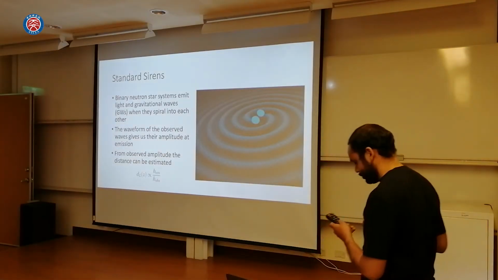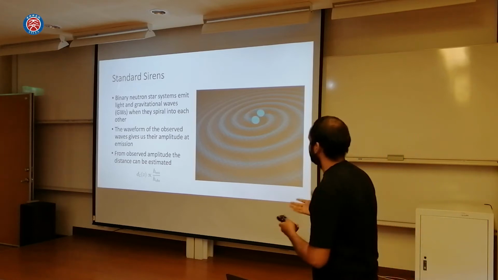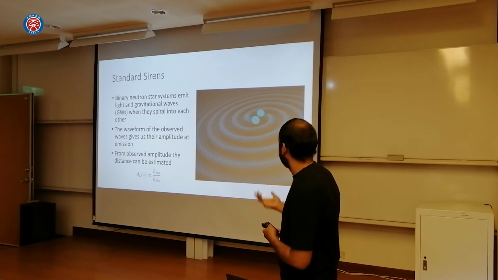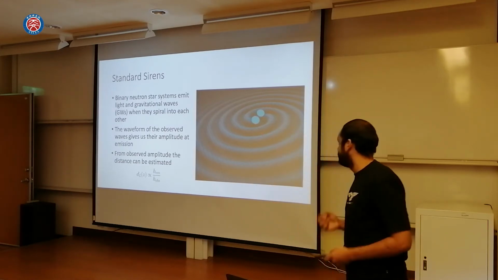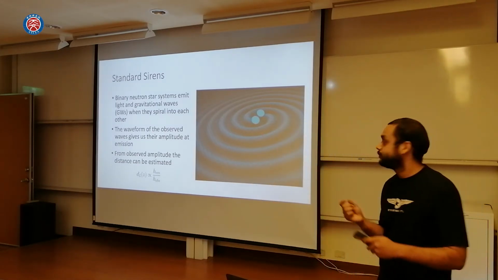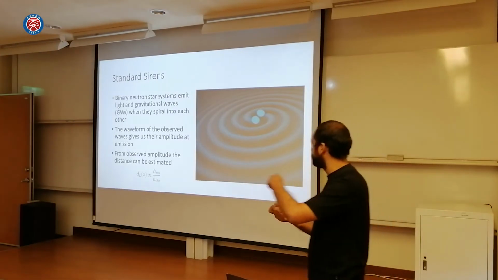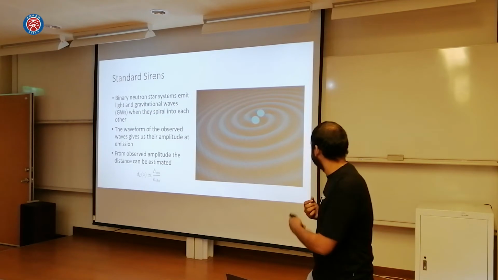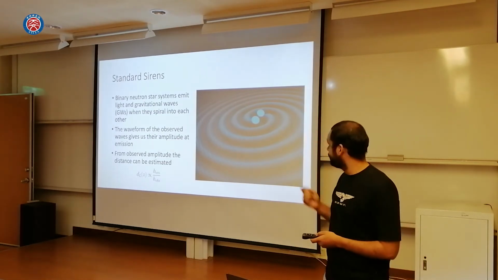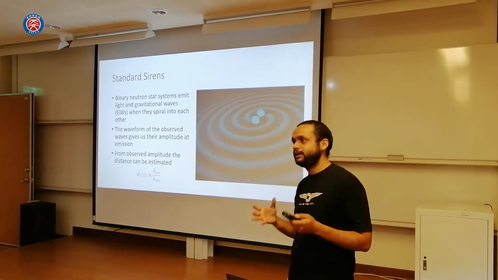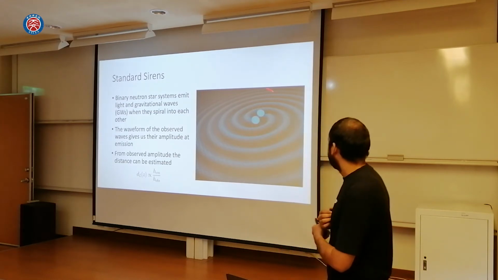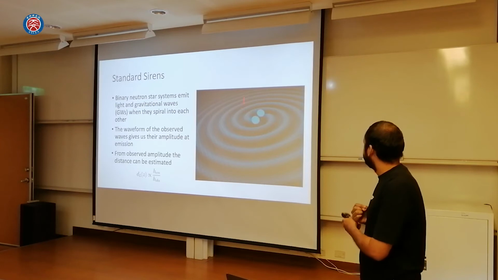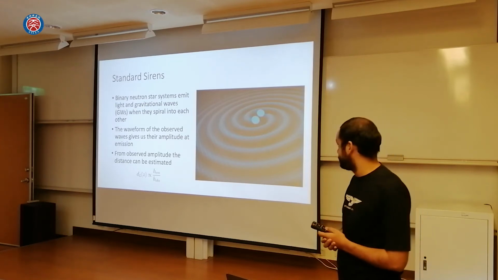So, moving to standard sirens. Standard sirens are gravitational wave sources. One example of these sources is binary neutron star systems. You have a couple of neutron stars that spiral into each other, and in that process they emit gravitational waves. Because these are neutron stars, they also emit electromagnetic waves, and we can use that to get the redshift. The gravitational waves we can use to get the luminosity distance.